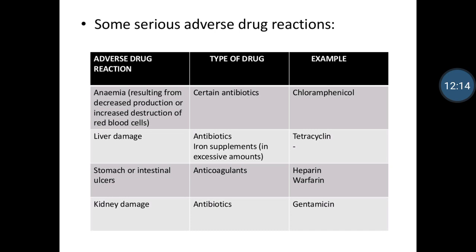The liver is the metabolizing organ, so it can easily be damaged by an excessive amount of any type of drug. So always remember, you should not take medicine in excessive amounts, as it will directly damage your liver. After that, stomach or intestinal ulcers. Anticoagulants like heparin and warfarin directly damage your stomach, intestine, or duodenum and produce ulcers.